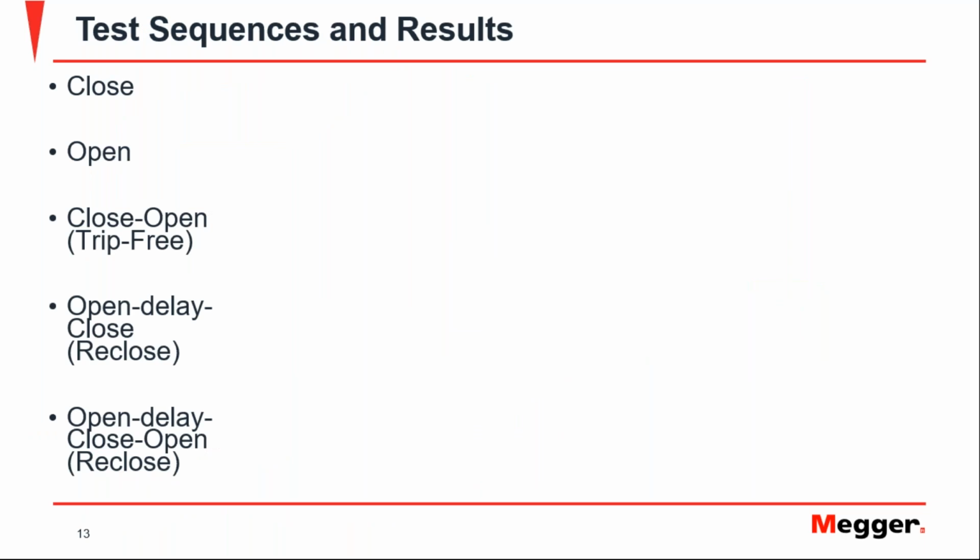What operations do you do? Close and open, which are the 2 basic operations, and the rest of the operations are simulations of conditions that the breaker could be exposed to during real life operations. So close-open is the simulation of a condition in which the breaker closes, but there's a fault in the line and the relay trips the breaker immediately, or there's a trip command as soon as the breaker closes. And it's called trip free.